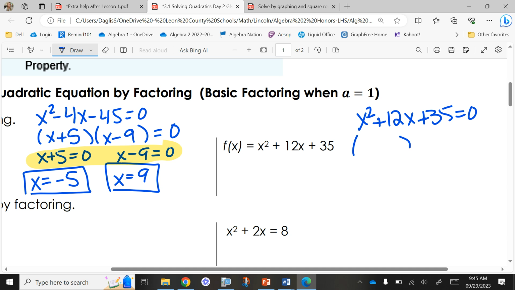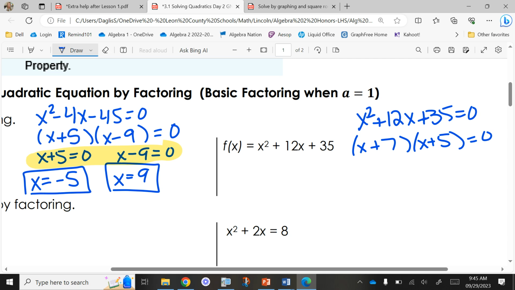All right. Here we go. Two numbers to multiply to give me positive 35. So guess what? They're both going to be the same sign, right? They have to both be positive or both be negative. And they have to add to give me positive 12. Positive 7, positive 5. Because 12 was positive, that told me they were both going to be the positive sign.